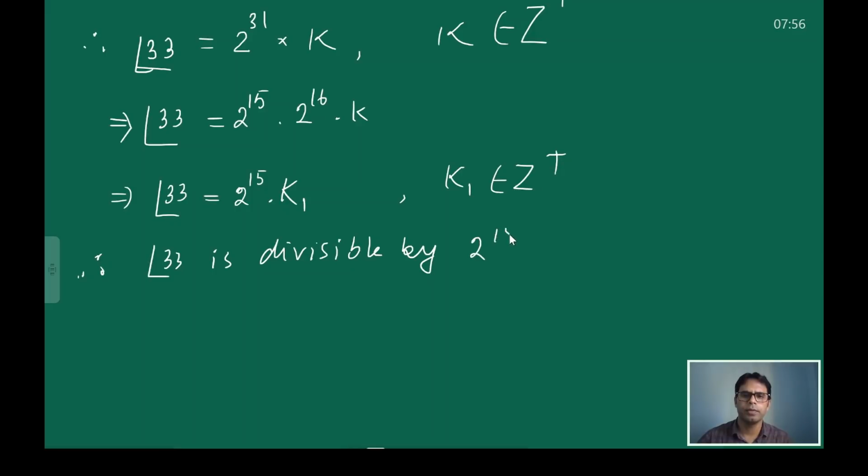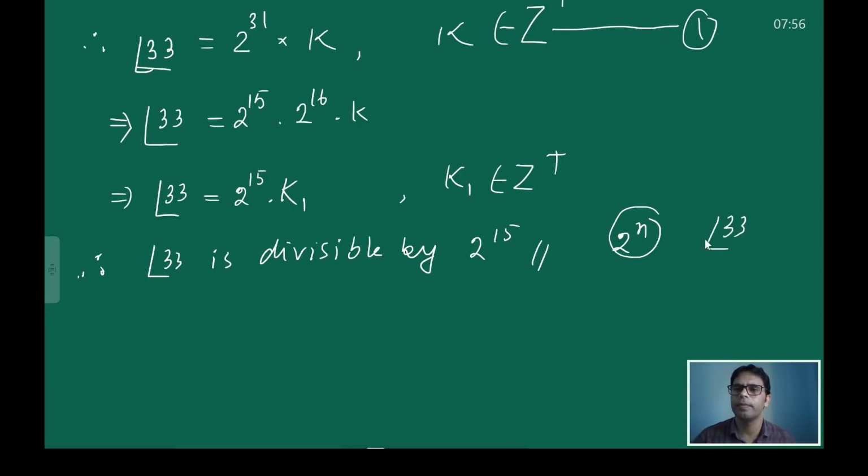2 to the power 15. This is our first answer. Now our next question was: what will be the highest value of n so that 2 to the power n is a factor of factorial 33, that is, what is the maximum value of n for which factorial 33 is divisible. Here we see that in equation number 1, factorial 33 is equal to 2 to the power 31 into k, and the rest are other numbers, not 2.